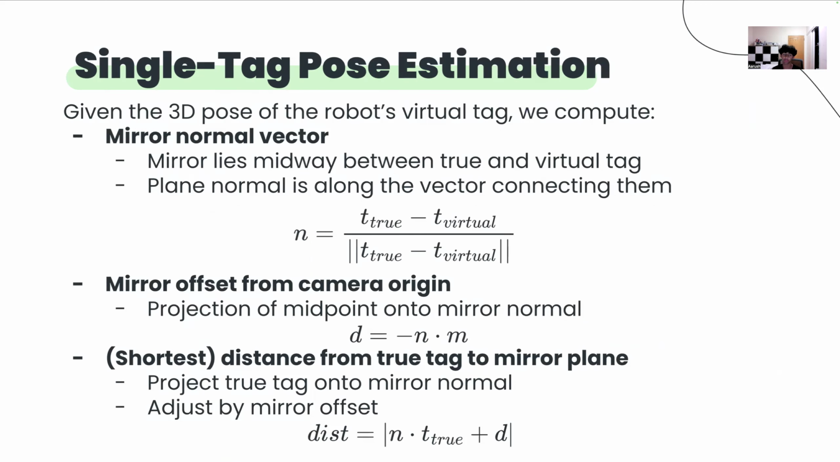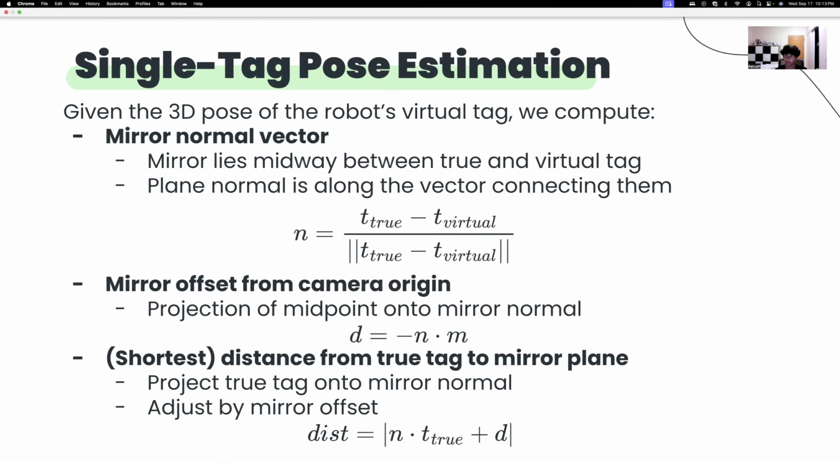Now let's go on to a new thing, which is harder. Single tag pose estimation. It is harder because we only have one AprilTag, which is on the robot. So now, given the 3D position of the robot's virtual tag, we can compute the mirror normal vector. You can see this because the mirror lies midway between the true and virtual tag. So the plane normal is along the vector connecting them. You can see this through the math formula as shown here.